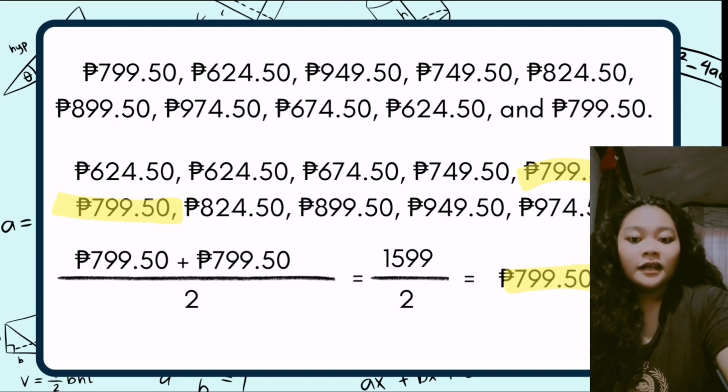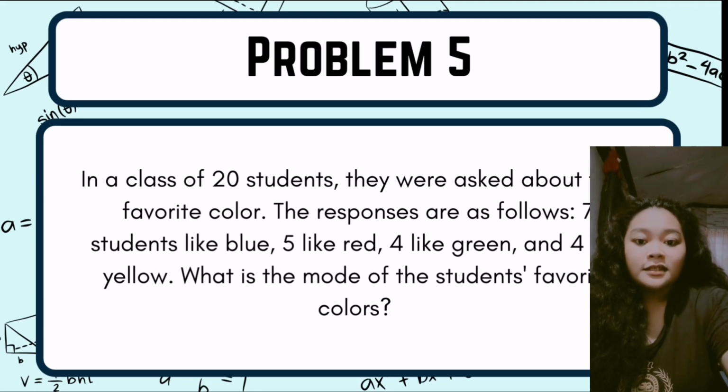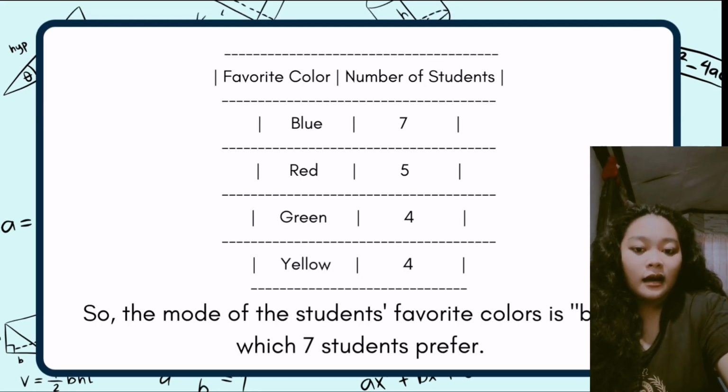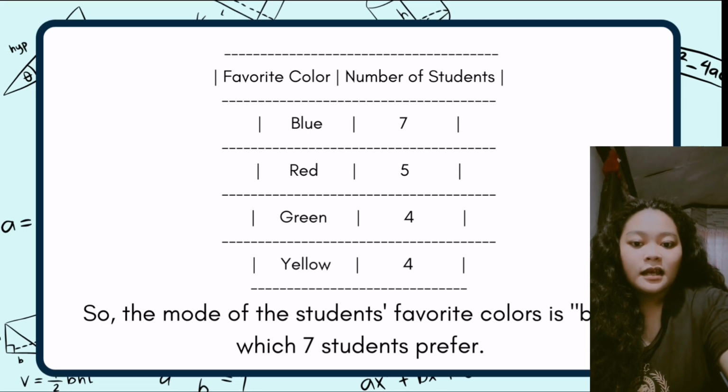Problem number 5. In a class of 20 students, they were asked about their favorite color. The responses are as follows: 7 students like blue, 5 like red, 4 like green, and 4 like yellow. What is the mode of the students' favorite color? As you can see in the table, blue has 7 students. So therefore, the mode of the students' favorite color is blue, which 7 students prefer.